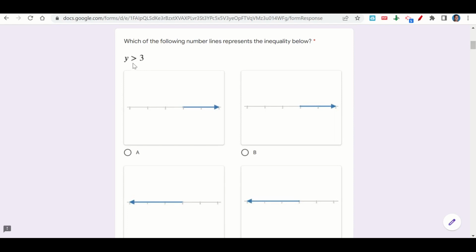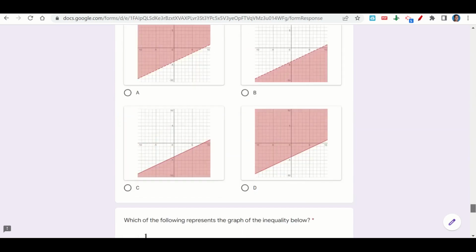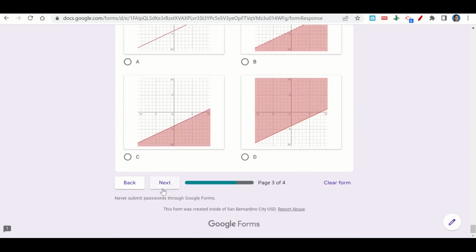Well, we notice they didn't add anything extra, so we won't either, so we should have an open circle. This one has an open circle, this one has an open circle, these two are closed, so it can't be these two, it's got to be one of these two here. And we want all the y's bigger. Where are all the y's bigger? The y's get bigger to the right, so it should be this one here. So we'll continue to answer each of these questions until we get to the end. Once we get to the end, we'll click Next.